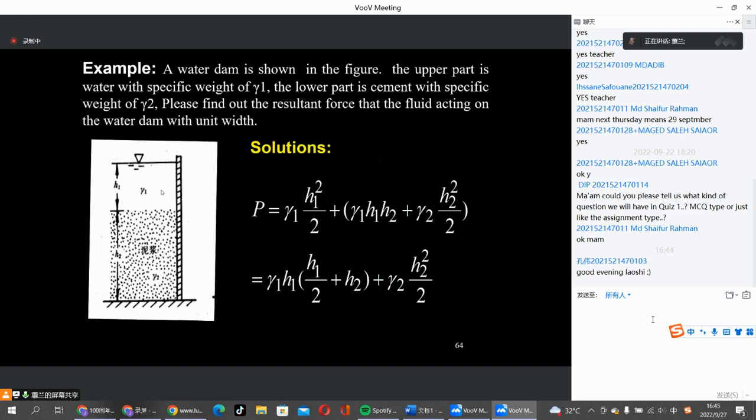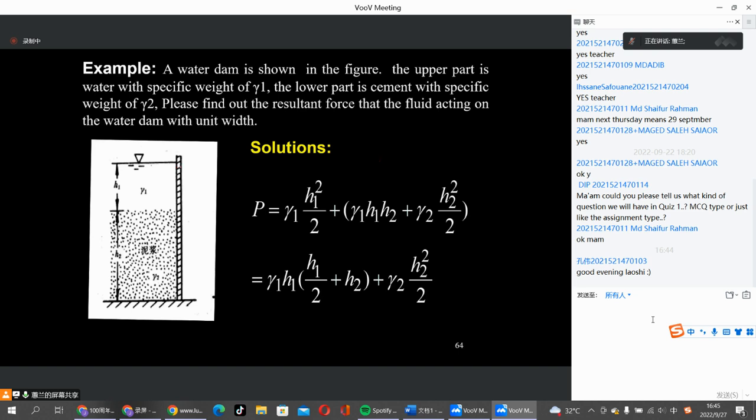First, let's recall how to calculate the magnitude of the resultant force for a plane surface submerged in the fluid. For a plane surface, no matter its shape, we only need to find its centroid and the pressure at the centroid, times the total submerged area. That will be the total pressure force. Okay, we mean the magnitude.